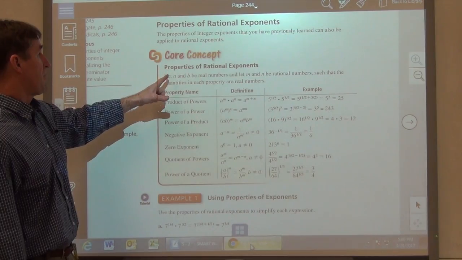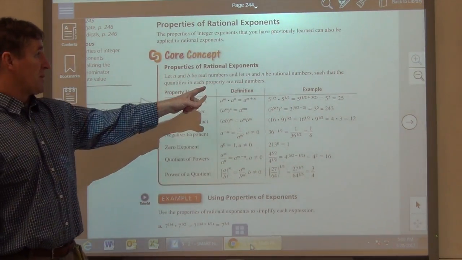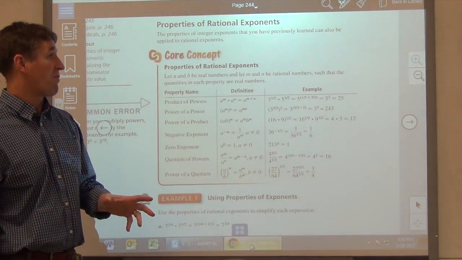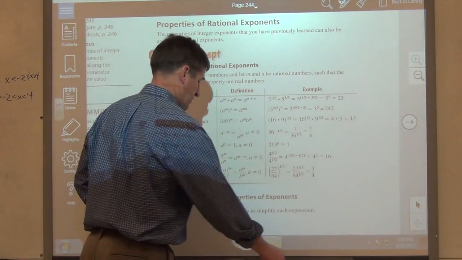Our core concept would be the properties of rational exponents, where A and B are real numbers and M and N are rational numbers. So remember, a rational number is something that can be written as a fraction. And so here are the properties that we're going to deal with.